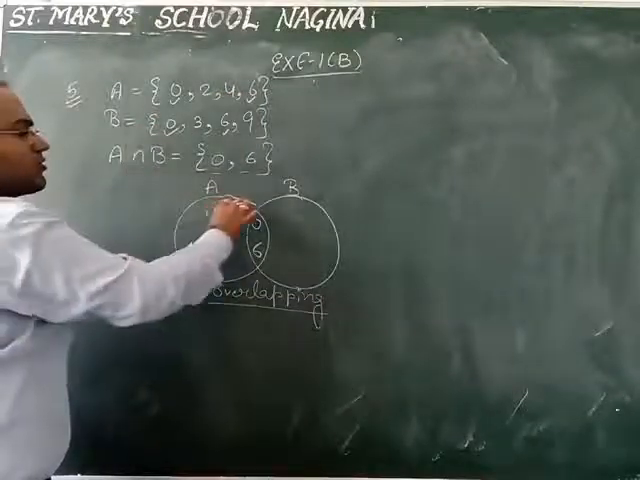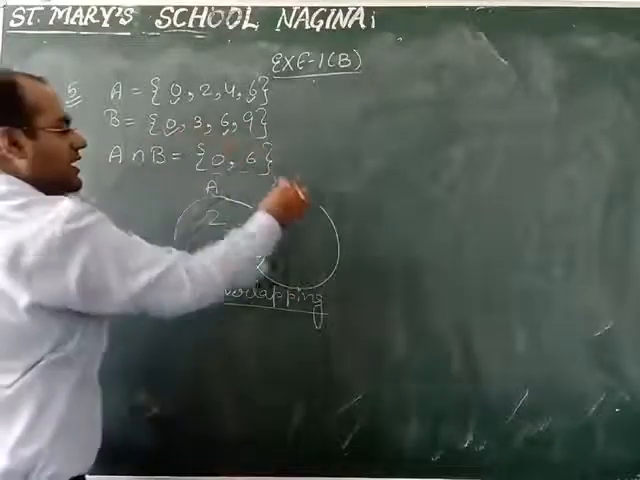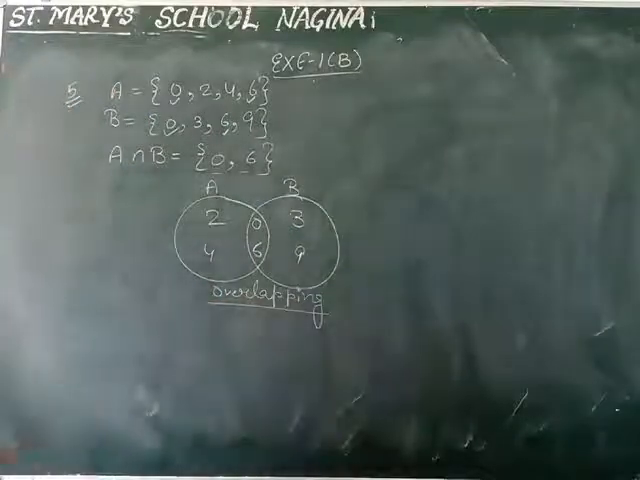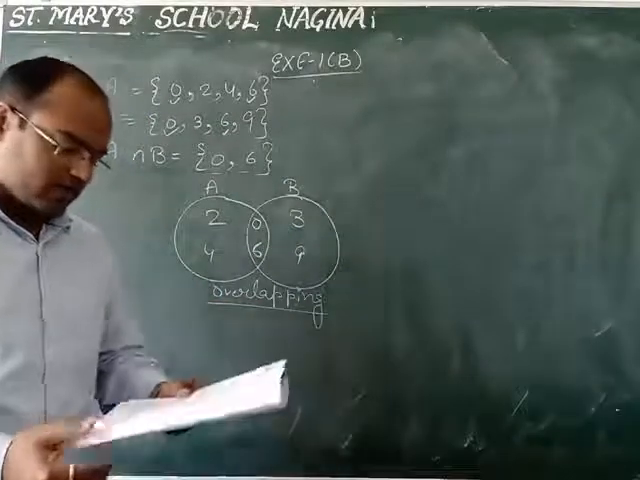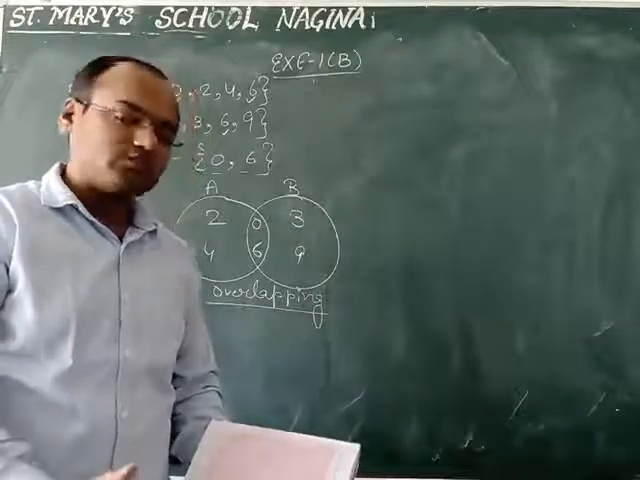In B also we will write the remaining elements. 0 and 6 we had already filled, 3 and 9 are remaining. So we will fill 3 and 9 here. So this is your Venn diagram for question number 5. Now in the same way you have to do question number 6 also. 5th and 6th are both the same.